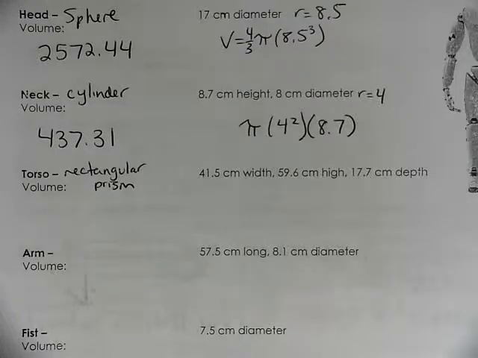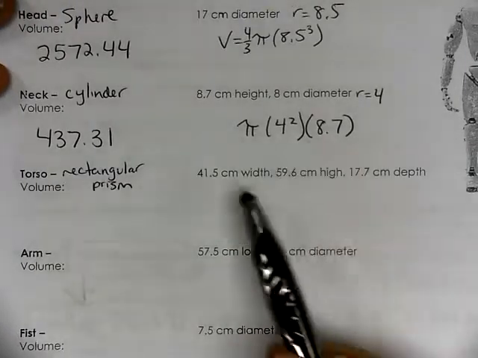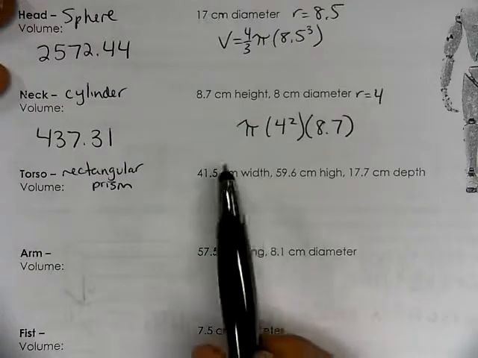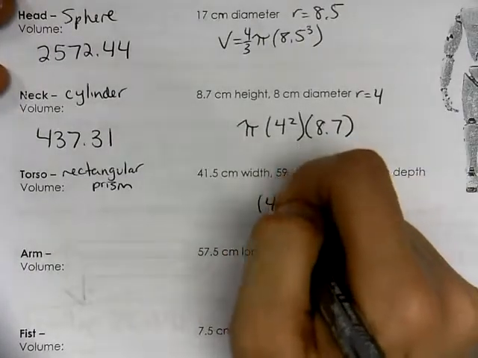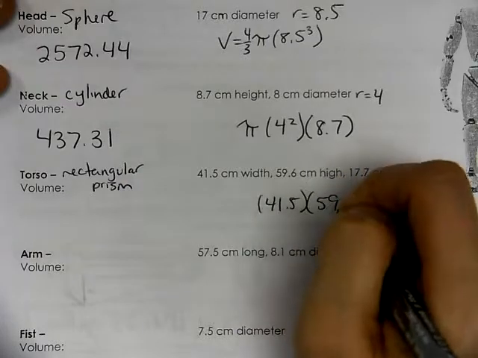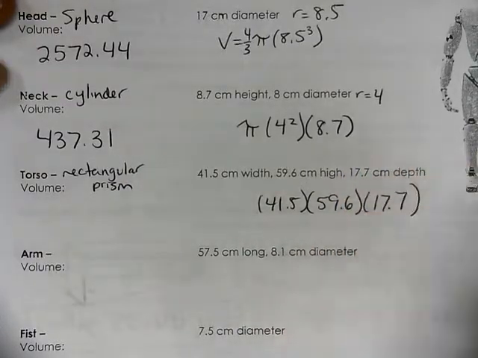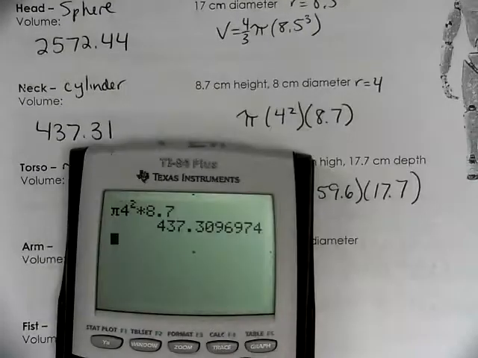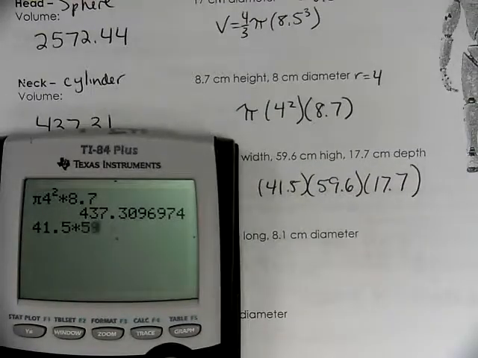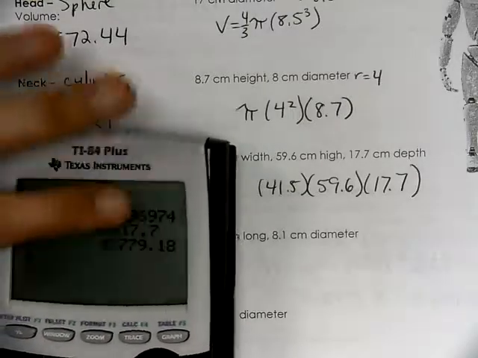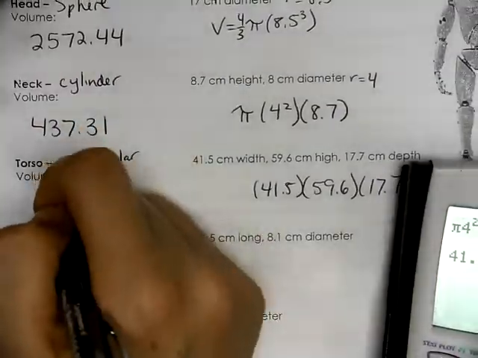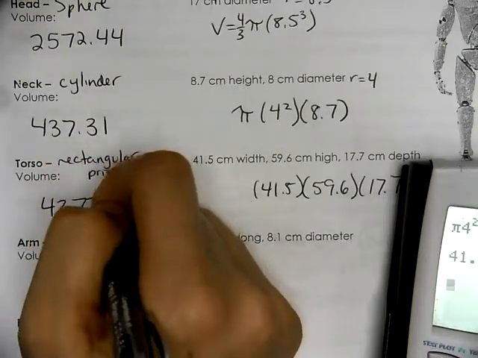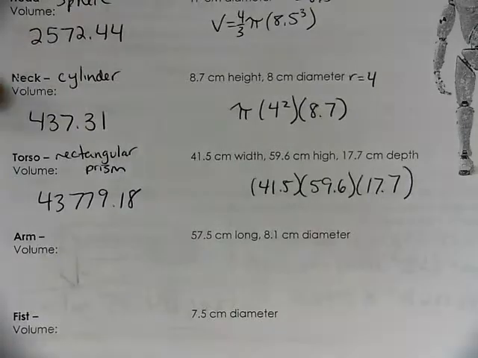The person that said trapezoidal prism would probably make more sense, but we don't do trapezoids in this class. So, it gave its width, its height, and its depth. We're just going to multiply 41.5, 59.6, 17.7. Anytime you have a rectangular prism, you just multiply all three numbers. So 41.5, 59.6, 17.7. So 43,779.18.